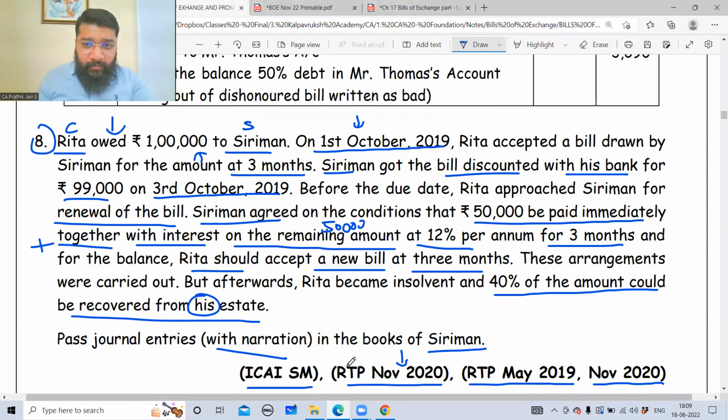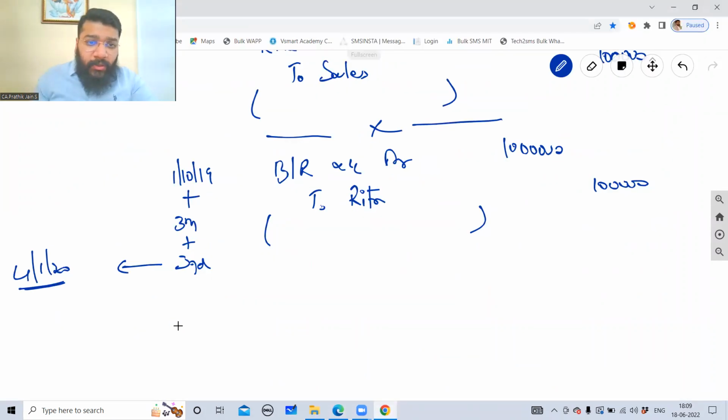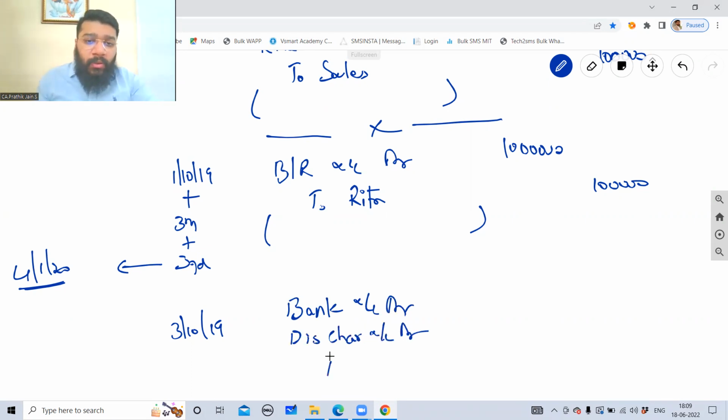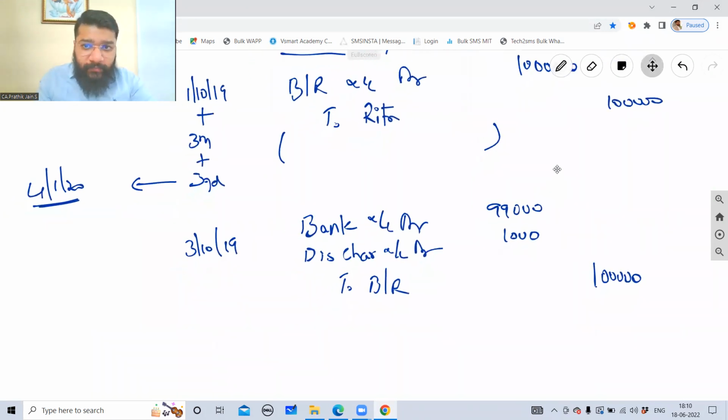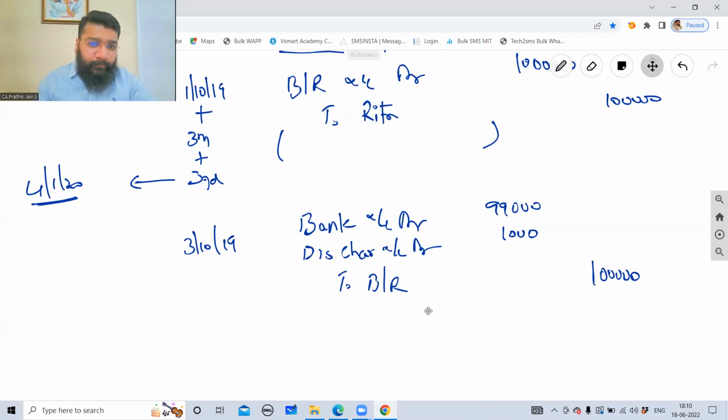So immediately after 1/10, that is on 3rd October, after 2 days, the bill was discounted. On 3/10/2019, the bill is out of my hand and we're receiving money against it. So bank account debit, discounting charges account debit to bills receivable. 1 lakh worth of asset, bills receivable, is going out. And in return, how much are we receiving? 99,000 rupees. So the balance 1,000 which we have not received is the discounting charges. Okay, not okay?